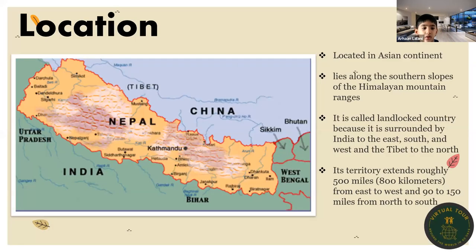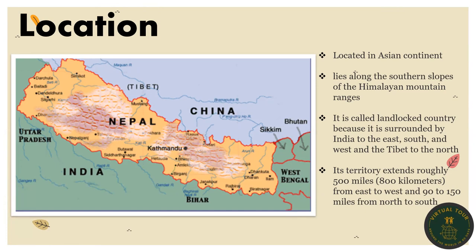Okay. So first, talking about the location. Here you can see the map of Nepal. Can you tell me the neighboring countries of Nepal? India, China, Uttar Pradesh, West Bengal, Sikkim, Bhutan. Well, Uttar Pradesh is not a country. Bihar. Oh, sorry. Yeah, I asked about the country.